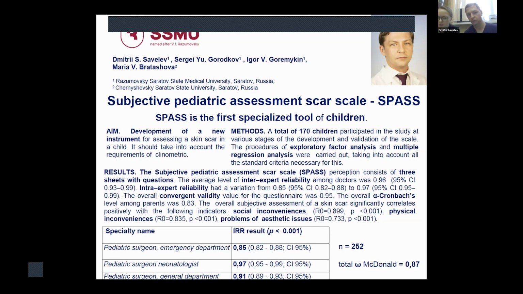Scarring is the inevitable outcome of skin trauma after surgical intervention. Scar is an important component of satisfaction with surgical treatment at any age. The clinical outcome of scarring of the skin can take various forms, from barely noticeable whitish lines to the formation of keloid scars. Both the patient's comfort level and possible treatment tactics depend on the type of scar.